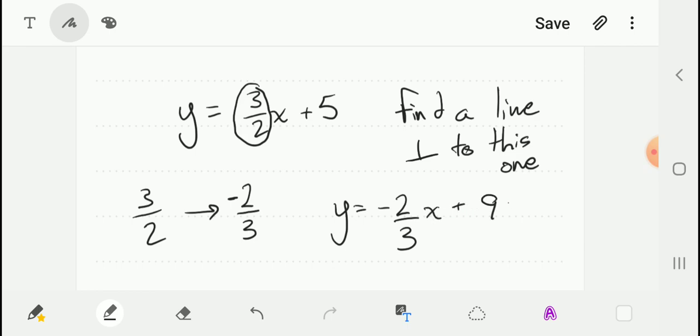Plus 900, let's say. So this line here is going to be perpendicular to this line here because the gradients are negative reciprocals.